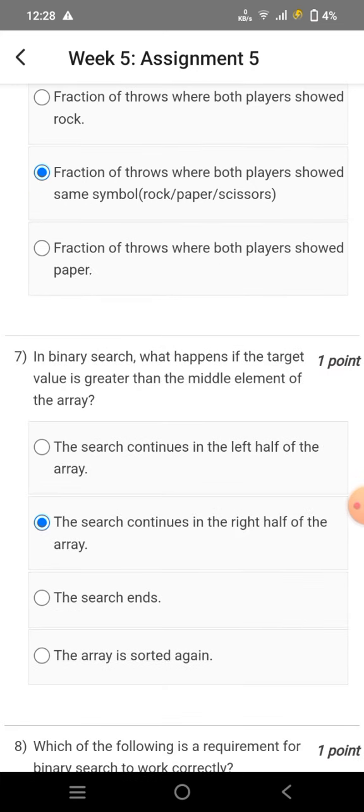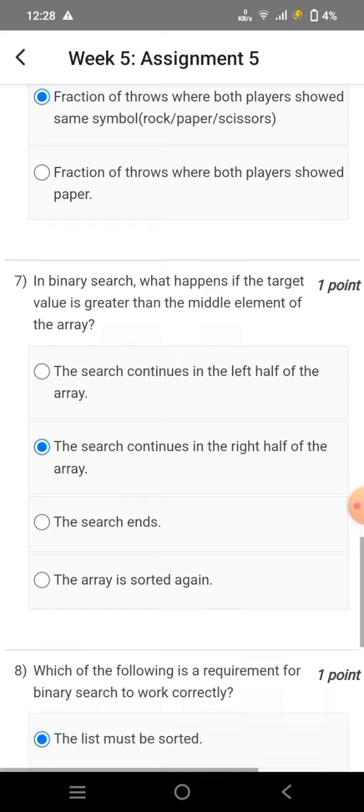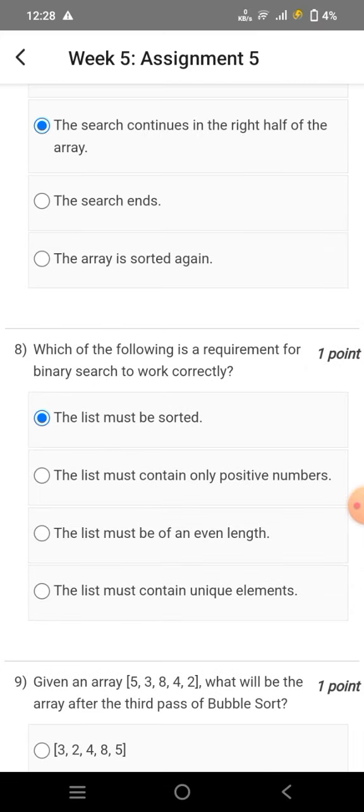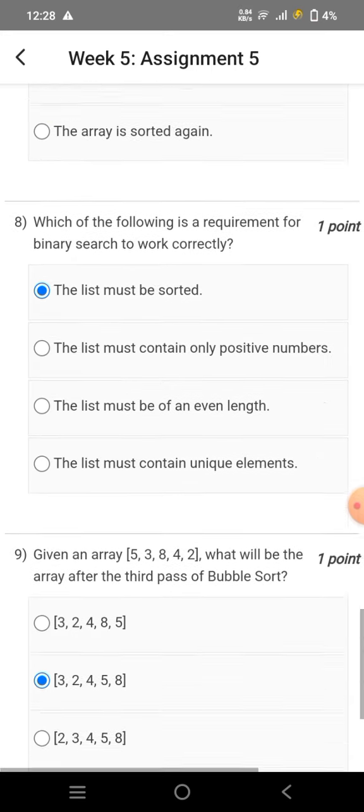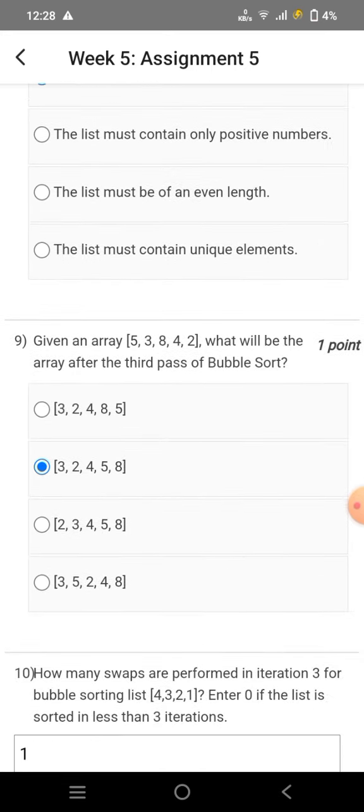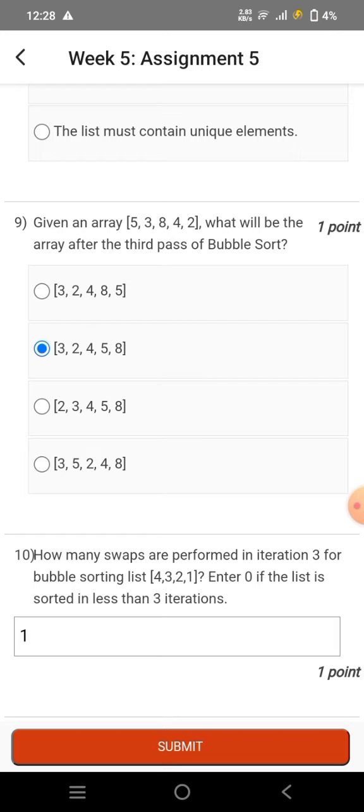Question 7, the correct answer will be option B. The search continues in the right half of the array. Question 8, the correct answer will be option A, that is the list must be sorted. Question 9, the correct answer will be option B. Question 10, the answer will be 1.